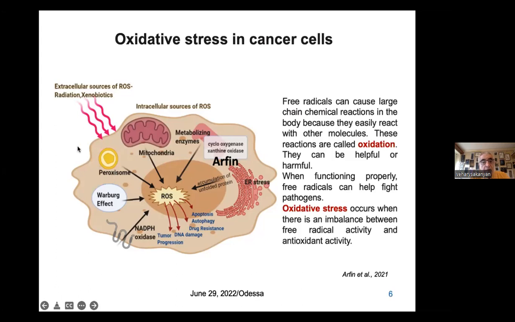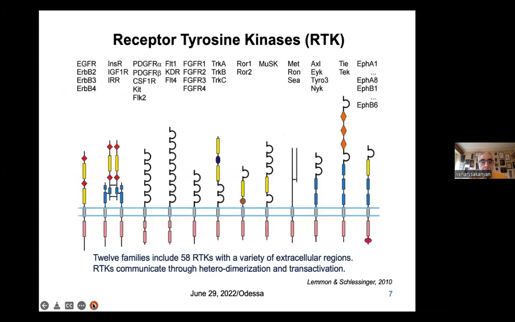So the formation of reactive oxygen species, as mentioned here, is responsible for the development of different processes. These processes are apoptosis, autophagy, and even the creation of drug resistance, DNA damage, tumor progression. All of this can bring about the development of cancer.